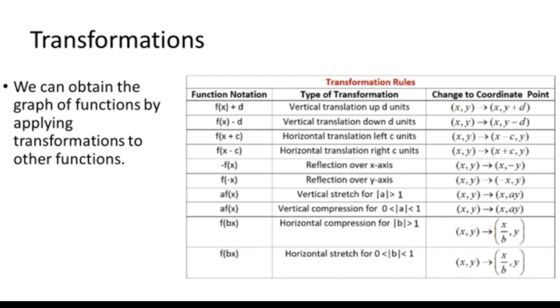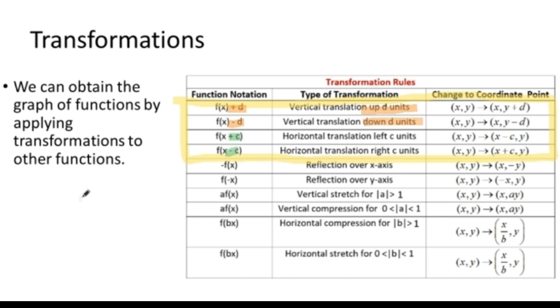There are three types of transformations. There's shifts or translations, there's reflections, and then there's stretches and compressions. Shifts or translations are indicated by adding or subtracting a value. And there's two ways we can translate a graph. We can either translate it vertically or we can translate it horizontally. If we're adding or subtracting a value to our function, but outside of the function, this indicates a vertical translation or vertical shift. If we're adding the value, we're shifting up that many units. If we're subtracting a value, we're shifting down that many units.